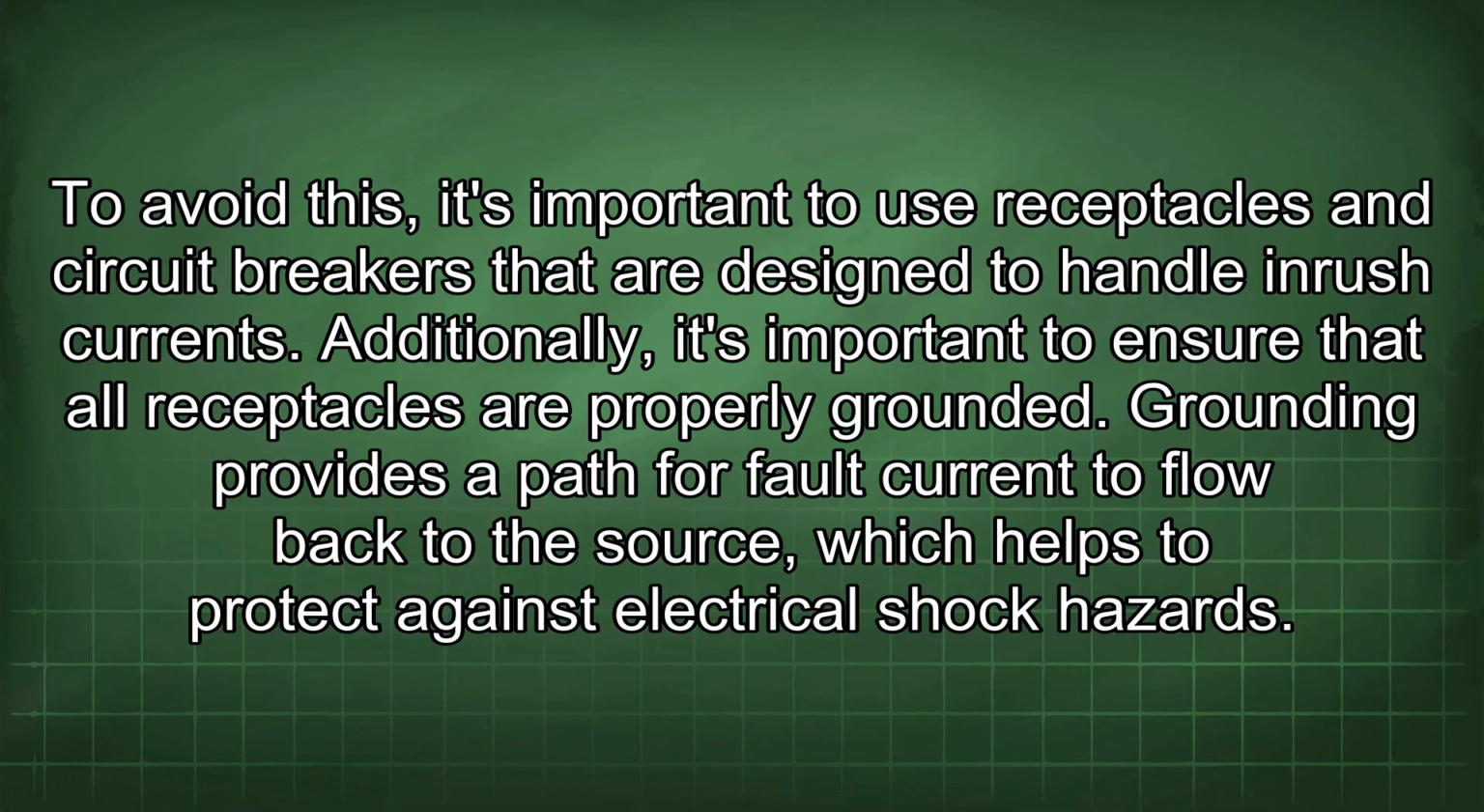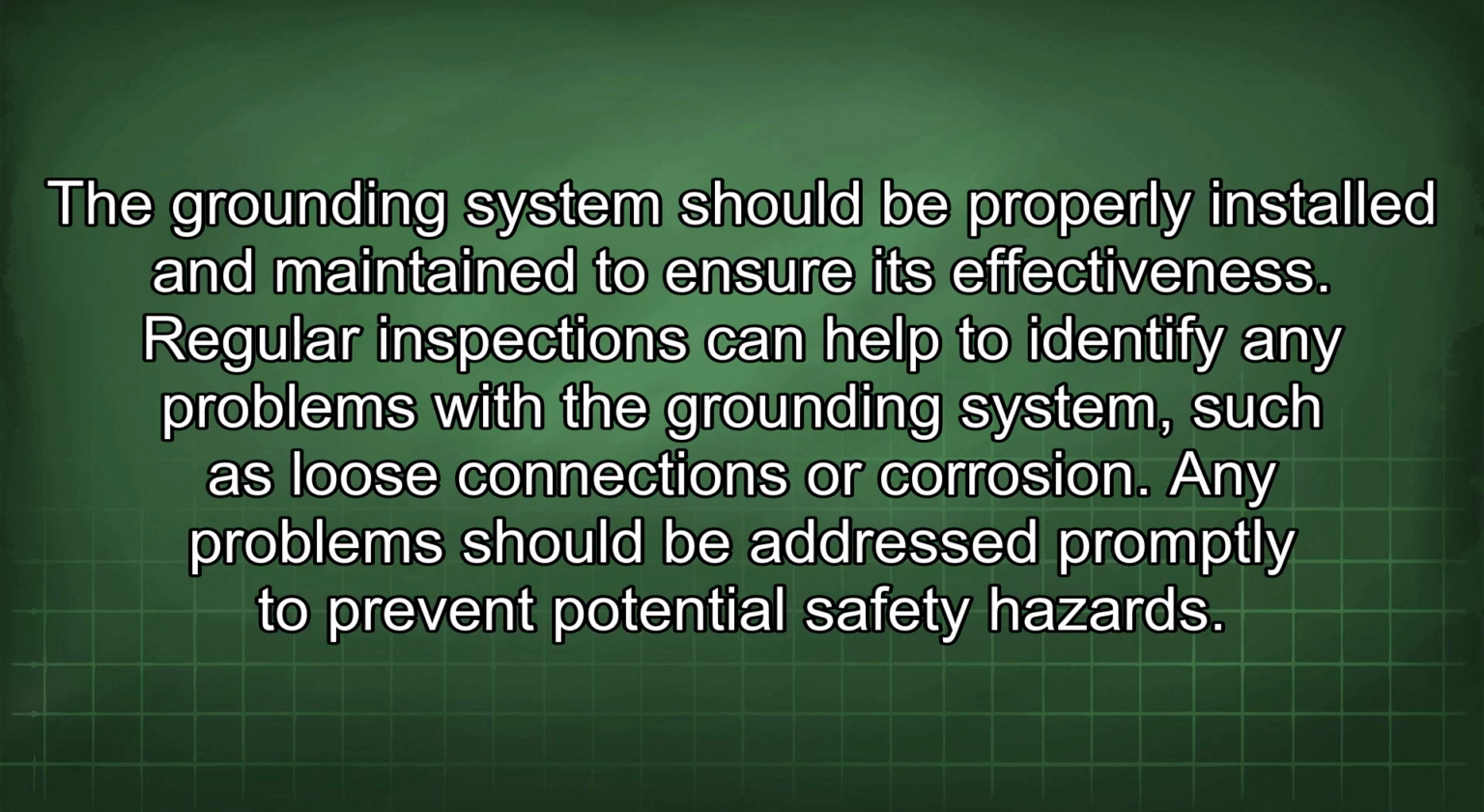Additionally, it's important to ensure that all receptacles are properly grounded. Grounding provides a path for fault current to flow back to the source, which helps to protect against electrical shock hazards. The grounding system should be properly installed and maintained to ensure its effectiveness. Regular inspections can help to identify any problems with the grounding system, such as loose connections or corrosion. Any problems should be addressed promptly to prevent potential safety hazards.